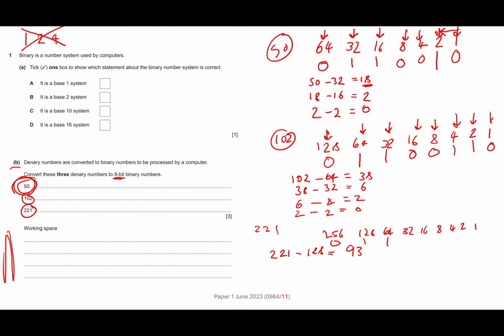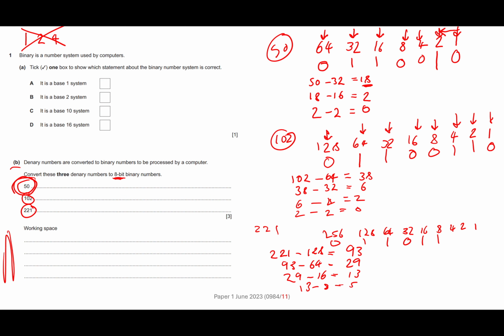Can we take 64 away from 93? Yes, we can. So we pop a 1 in there and we're left with 29. Can we take 32 away from 29? No, we can't. Can we take 16 away from 29? Yes, we can. And we're left with 13. Can we take 8 away from 13? Yes, we can. So that leaves us with 5.